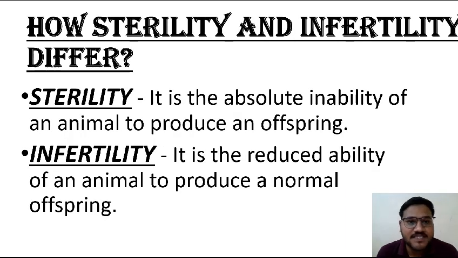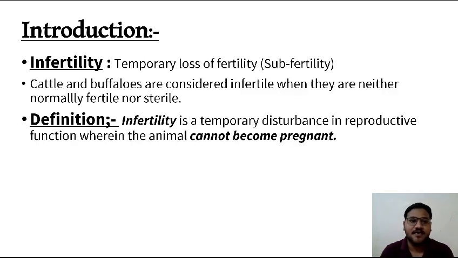Friends, many of us confuse these terms: sterility and infertility. Let us clear it. Sterility is an absolute inability of an animal to produce offspring, whereas infertility is a reduced ability of an animal to produce normal offspring. If we manage the certain factors that are causing infertility, then we can definitely restore fertility in cattle. Friends, let us deal with the meaning and definition of infertility.